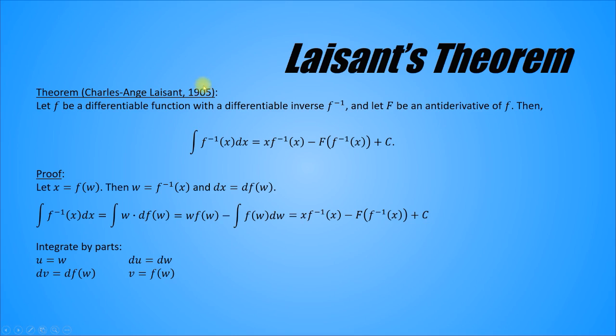When Laisant discovered this in 1905, he could not believe that it was an original result. After all, people have been doing calculus for centuries, and for this simple result to have gone undiscovered until the early 20th century seemed incredible to him. Nevertheless, Laisant was the first to find it.